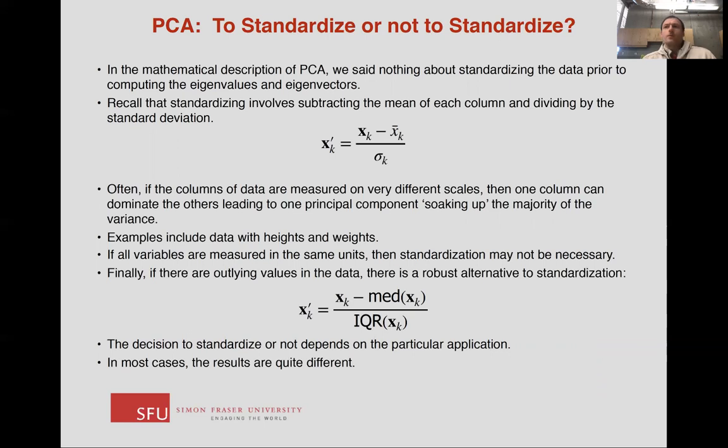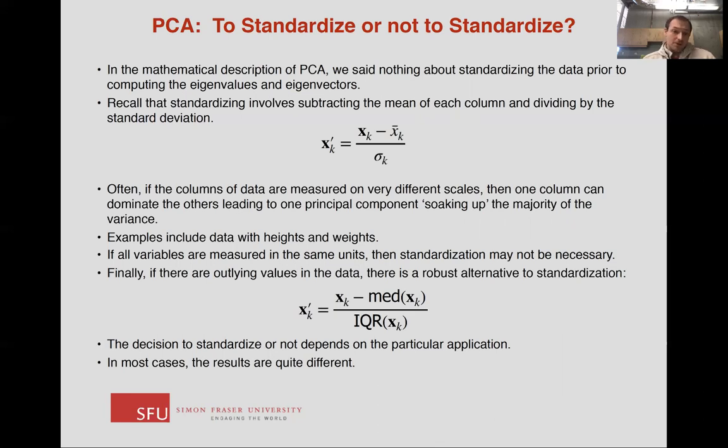So why would we want to do this? Well, if the columns of our data are measured on very different scales, then one column that has, for example, very large numbers can dominate the others, leading to one or two principal components soaking up most of the variation. In that case, we might not think it's the actually interesting variation, but rather just the size of the units that's driving the results.